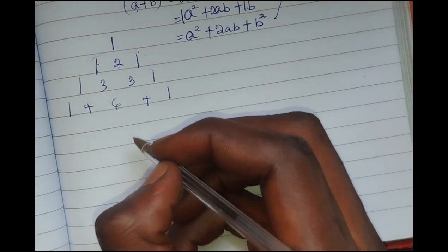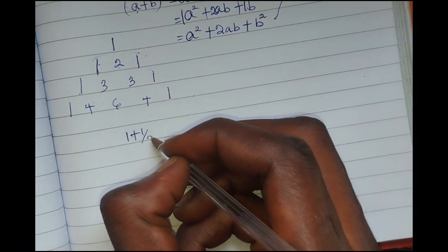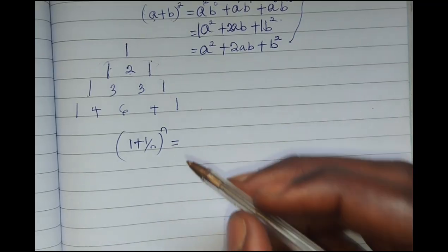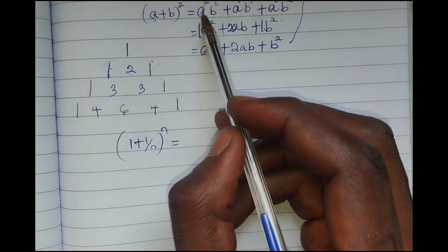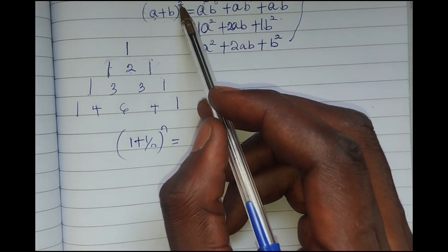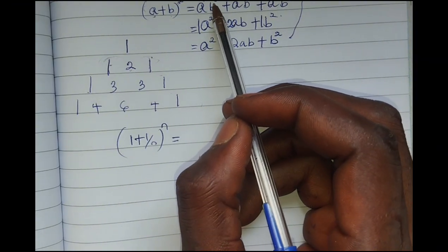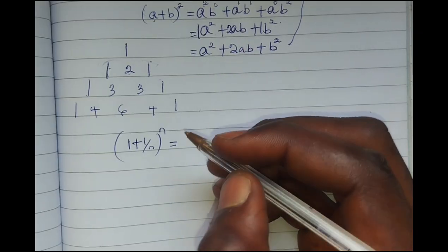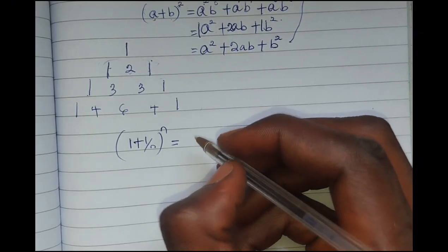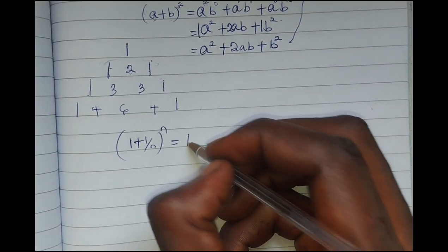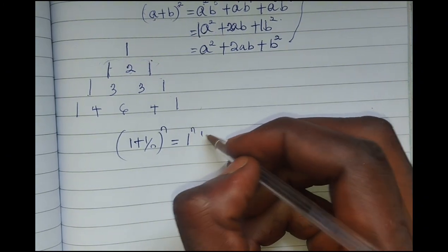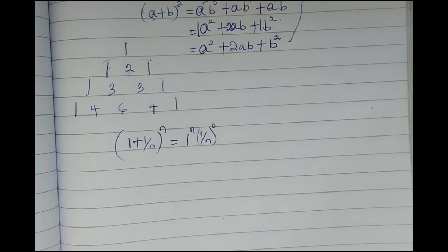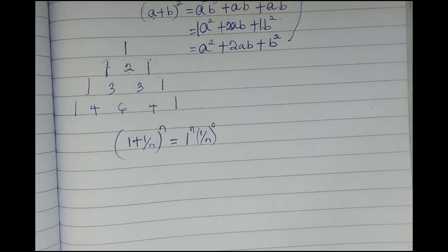So we have 1 plus 1 all over n, to the power of n, is equal to, notice what we are doing here, the first value decreases from the power all the way to 0, and the second one goes from 0 all the way to that power. So let's do that. The same principle will apply. We have 1 to the power n here, and 1 over n to the 0. I hope that is clear.